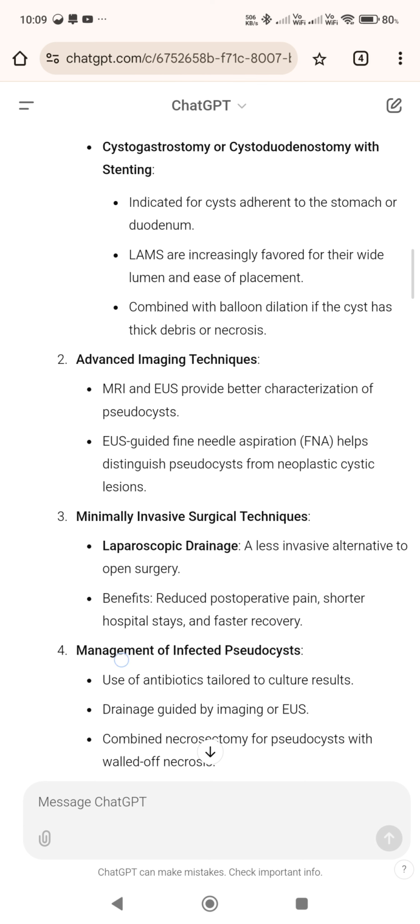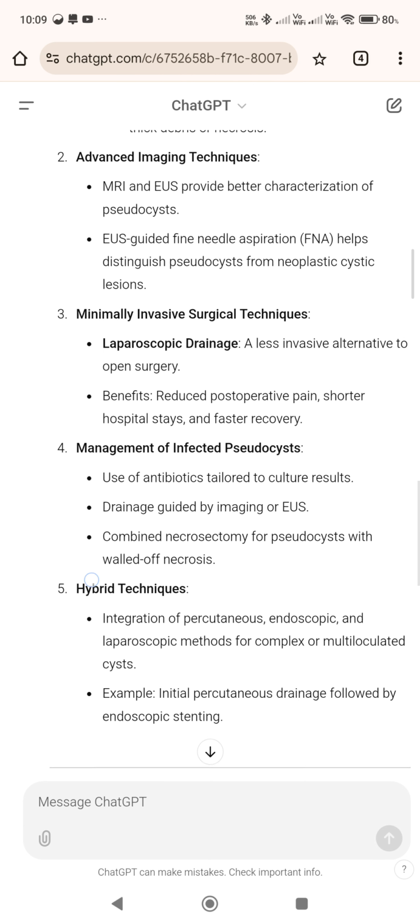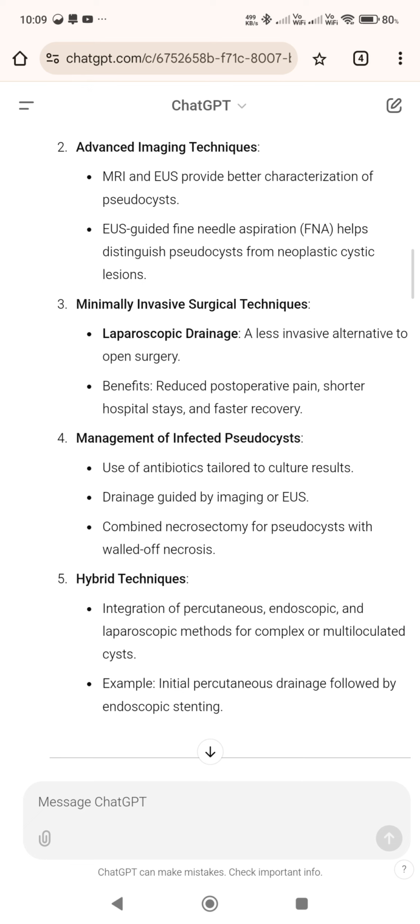2. Advanced imaging techniques. MRI and EUS provide better characterization of pseudocysts. EUS-guided fine needle aspiration, FNA, helps distinguish pseudocysts from neoplastic cystic lesions. 3. Minimally invasive surgical techniques. Laparoscopic drainage, a less invasive alternative to open surgery. Benefits: reduced postoperative pain, shorter hospital stays, and faster recovery.